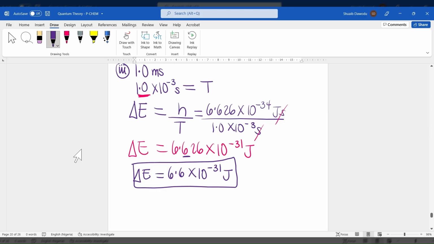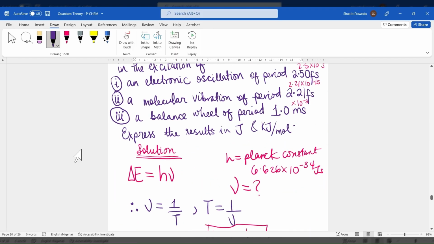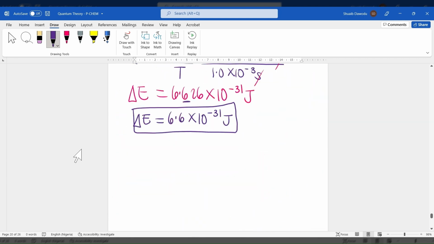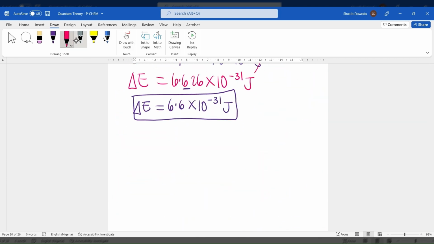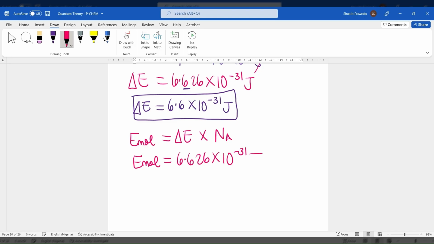So even though we've successfully done this, remember the question is also asking us to express our answer in kilojoule per mole. And to do that, we're going to use Avogadro's number. So E mole is changing E multiplied by Avogadro's number. So the energy of quantum multiplied by Avogadro's number. So E mole is going to equal 6.626 times 10 to the power of negative 31 joules. Again, we're using the raw values, not the approximated value. Times 6.022 times 10 raised to the power of 23 per mole.